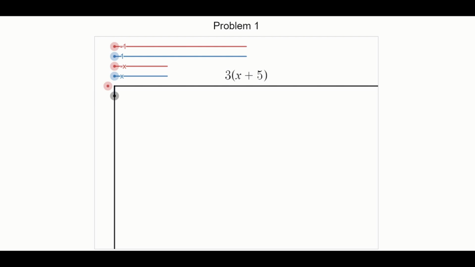The way I like to think of this problem is in terms of groups and objects. For me, this problem is asking, if I have 3 groups containing x plus 5, how many tiles am I going to have altogether? So let's start off with our objects. I'm going to add an x tile, and then 5 squares. So here I have x plus 5. Now I want to make 3 of these groups.